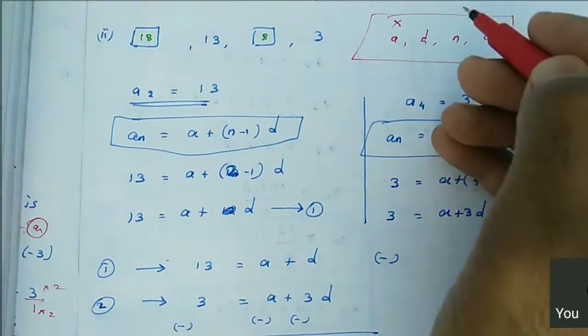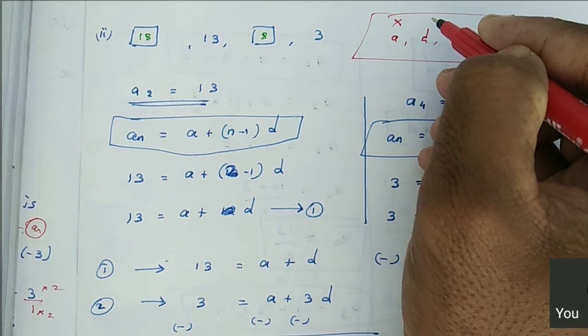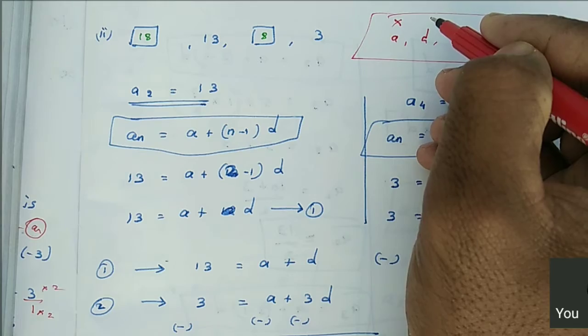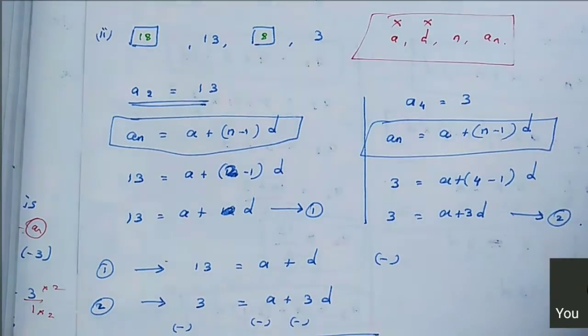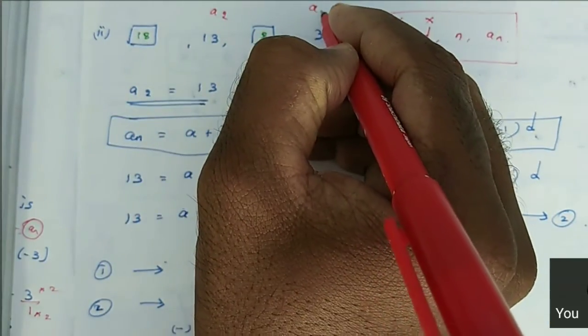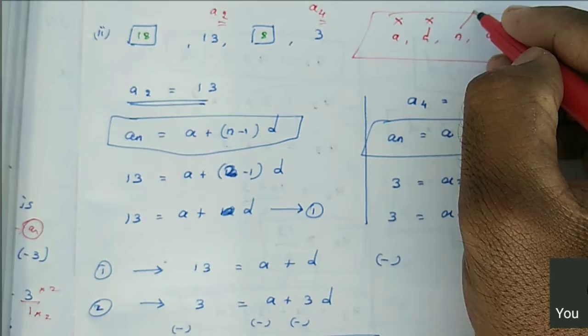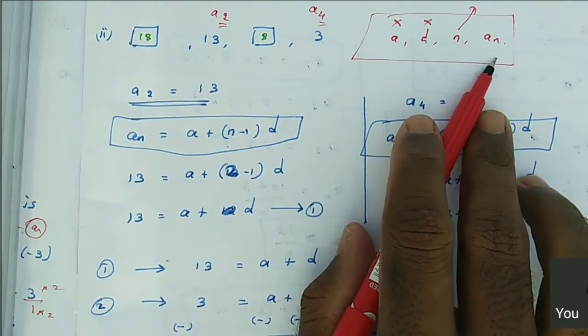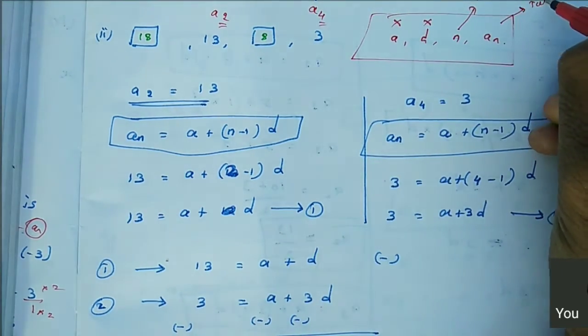Now, is D there or not? How will you find D? They didn't give D, so D is not here. N value, it is given. It is A2 and A4, so we have 2 N values. Next, An also they have given. It is 2 An values.